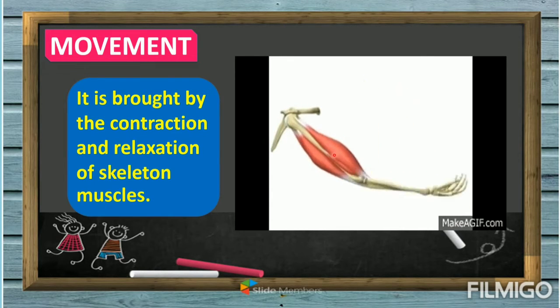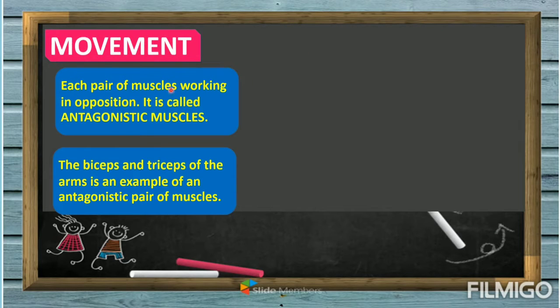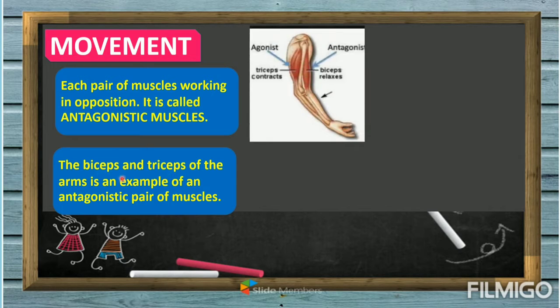Contract, relax. Contract, relax. Okay, so each pair of muscles working in opposition. When we say opposition, it means against each other. It is called antagonistic muscles. So we have here in our arms what we call biceps and triceps. Bi means two, tri means three. So the biceps and the triceps of the arms are an example of an antagonistic pair of muscles.